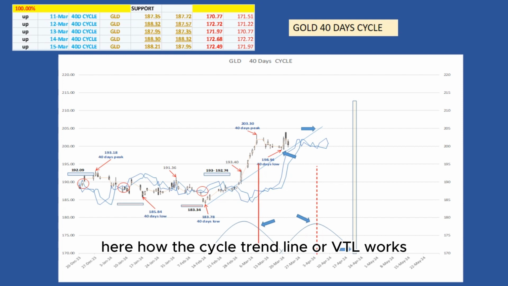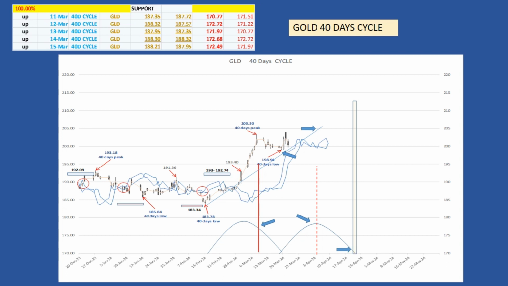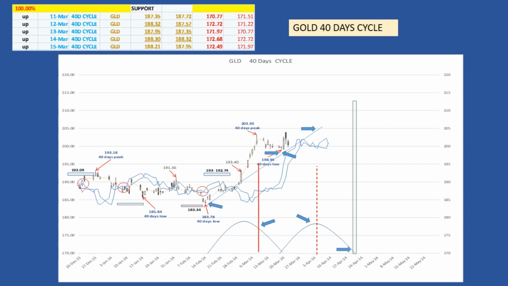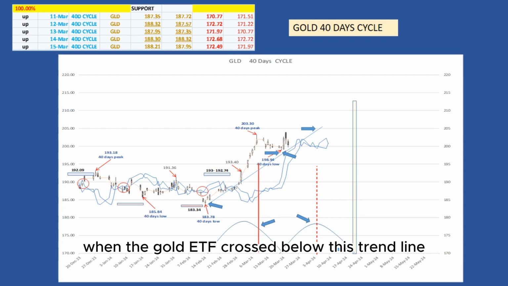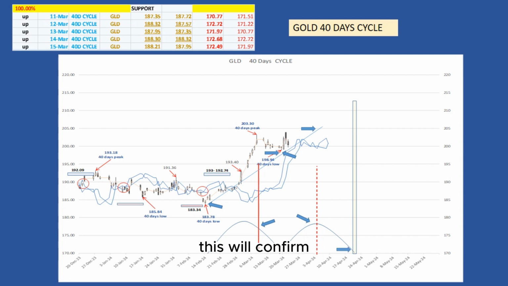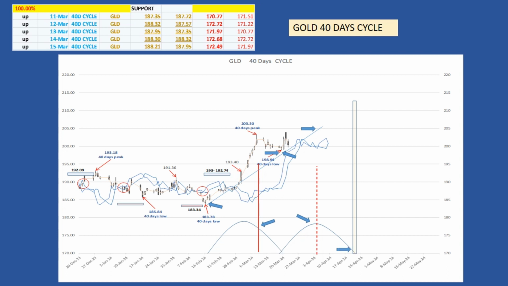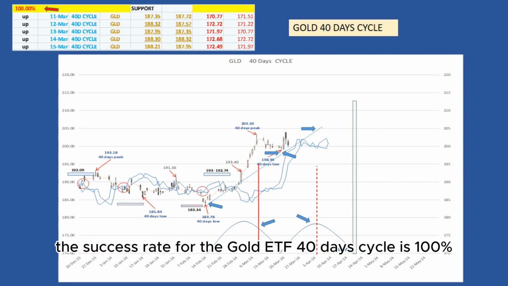Here is how the cycle trend line, or VTL, works. The cycle trend line is one of the powerful tools of the cycles. How does it work? I draw the blue trend line from the last 80 days cycle low to the first 40 days cycle low. When the gold ETF crosses below this trend line, this will confirm the high of the next longer cycle has formed, or is in formation. In this case, we deal with the 40 days cycle and the next longer cycle is the 80 days. The success rate for the gold ETF 40 days cycle is 100%.